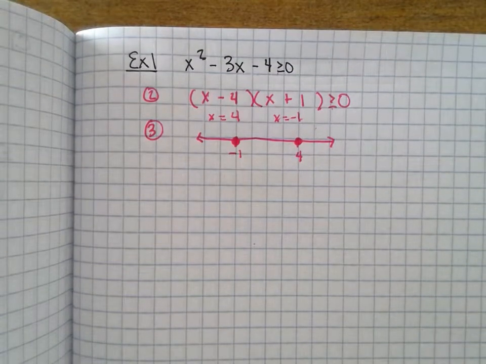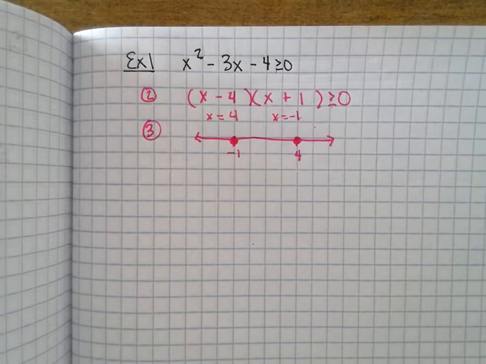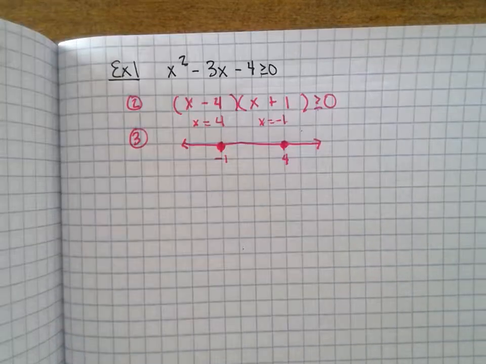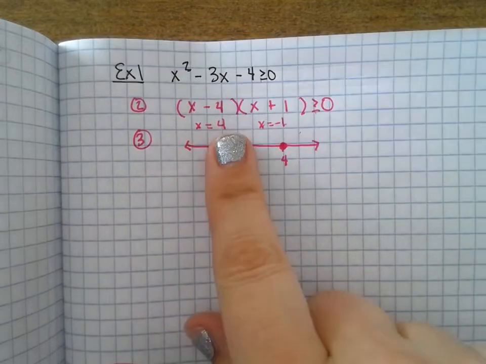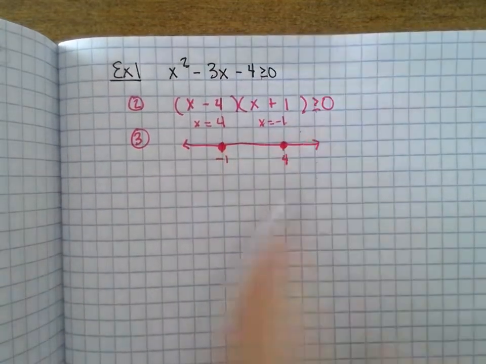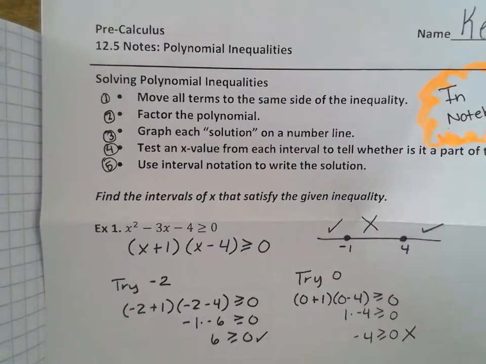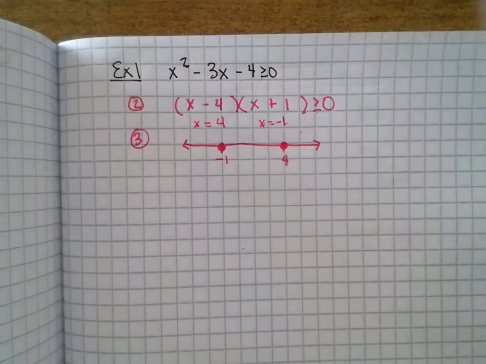So far, are you with me? Any questions so far? All right. So we need to figure out which spaces are our solutions. So we've got to try a number in each of these intervals. Test an x value, that's step 4, from each interval to tell whether it's part of the solution. So here comes step 4.